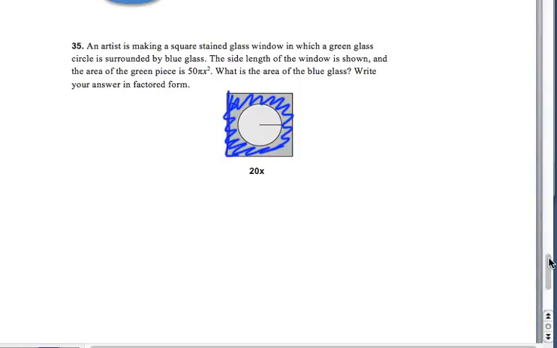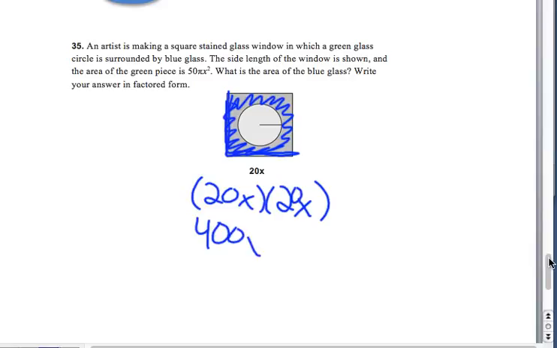And to find the area of that whole square is going to be 20x times 20x, which is going to give us 400x squared. Then we want to take away that green circle. And the cool thing is we don't have a calculation for that. They actually just gave us that it is 50 pi x squared. Okay, so we want the difference of those two things. We want to take away the green piece to find just the blue piece.